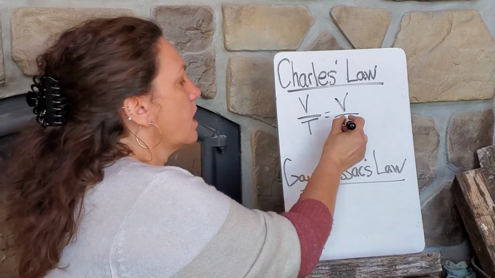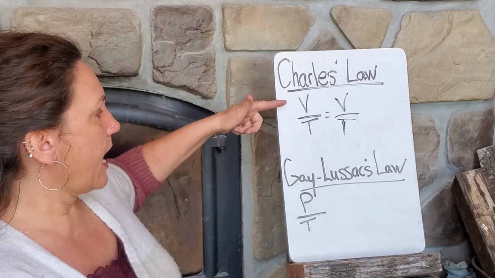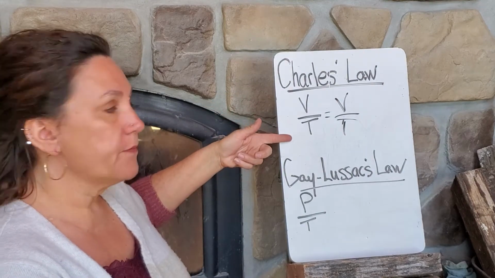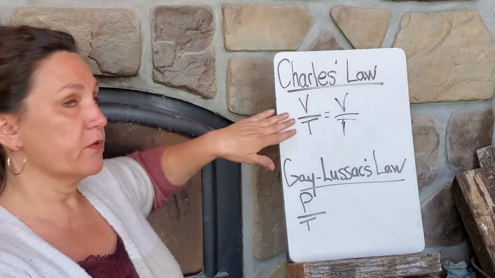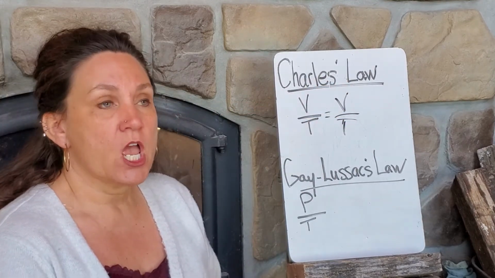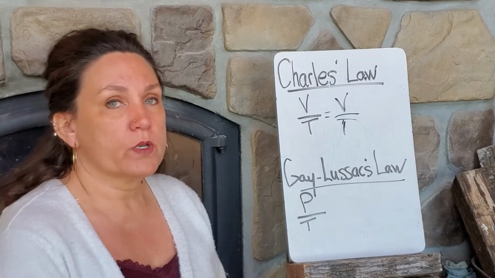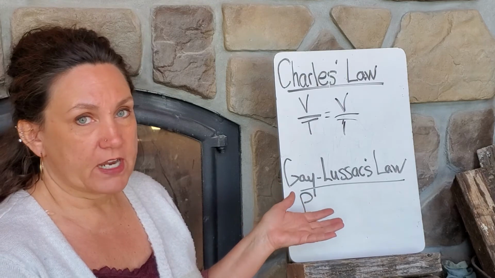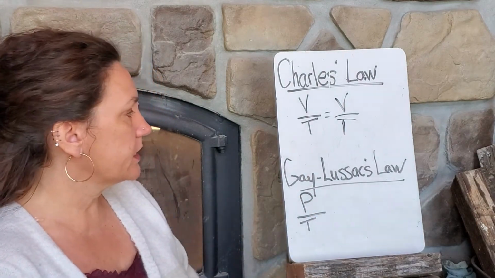If it's equal to a constant, then we can make a change in the system. And now we have V over T equals V over T. So one side could be like before a change and after a particular change. So if we needed a gas to fit into a very small container, we could figure out how we need to affect the temperature in order to make it fit into that smaller container.